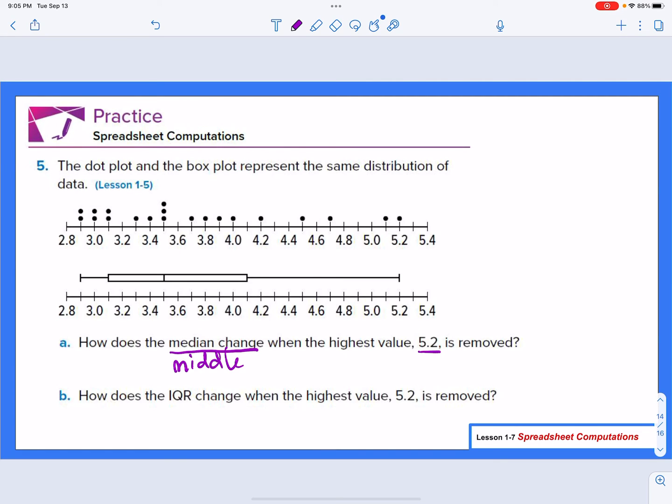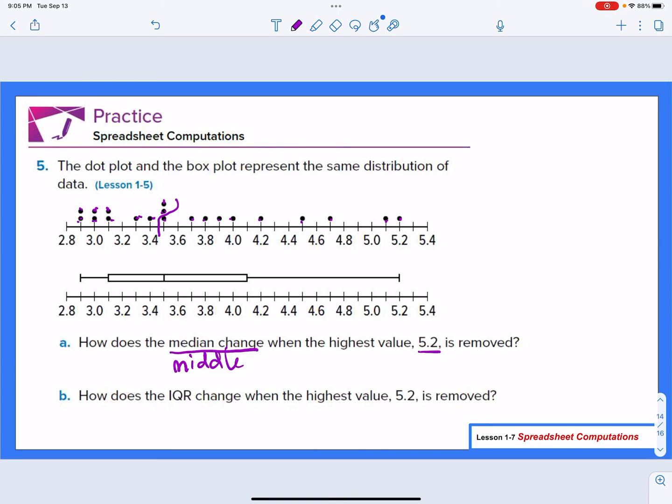That's our middle number. So here we have 1, 2, 3, 4, 5, 6, 7, 8, 9, 10, 11, 12, 13, 14, 15, 16, 17, 18, 19, 20. So let's find the middle, which is 10. 1, 2, 3, 4, 5, 6, 7, 8, 9, 10. So our middle is going to be right there.